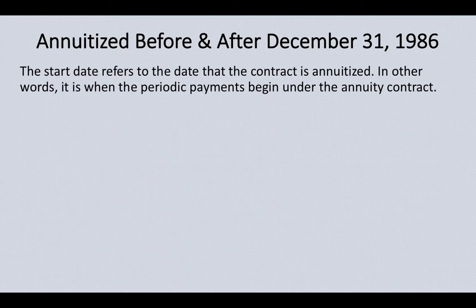The starting date refers to the date that the contract is annuitized. In other words, it is when the periodic payments begin under the annuity contract. So basically, if you own the annuity contract and you start to annuitize before December 31st, 1986, you are lucky. I think most people are after that date.